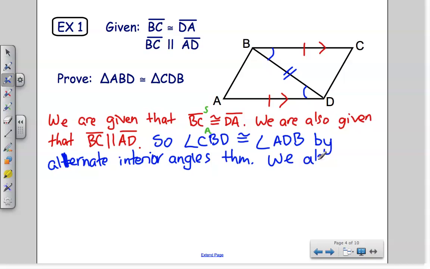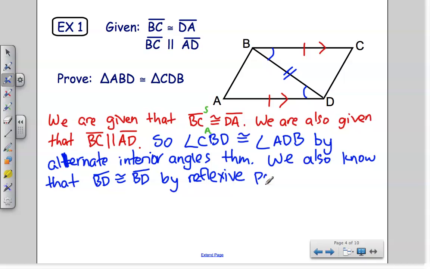I'll just say we also know that the shared side is something that happens a lot. We also know that line segment BD is congruent to itself, basically. Line segment BD by what property? What property says something is congruent to itself? Hopefully you remember that that is the reflexive property of congruency in this case. So guess what? We got side, angle, side. Now we know from that shortcut that the triangles are congruent.